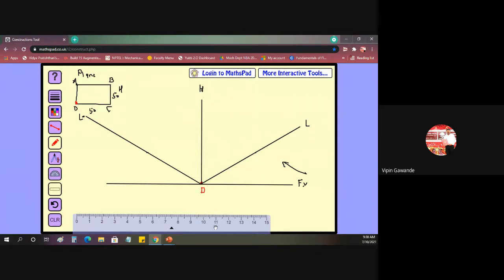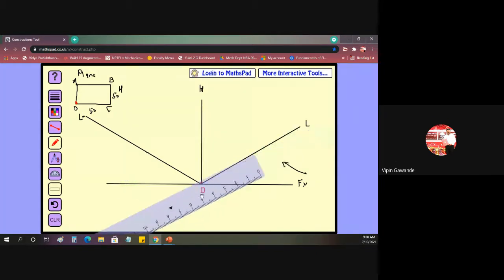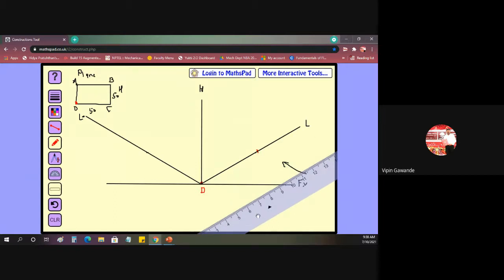Now what is DC? DC is equal to 50. So here you have to take 50 mm dimensions. So this is 50, and this is our DC.